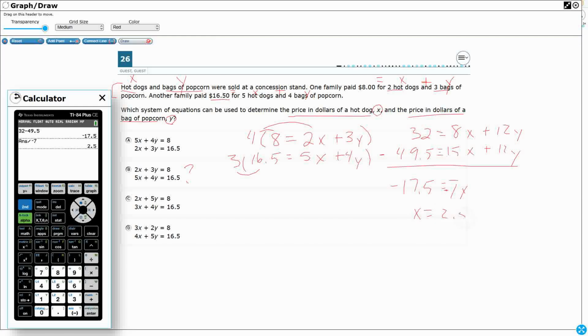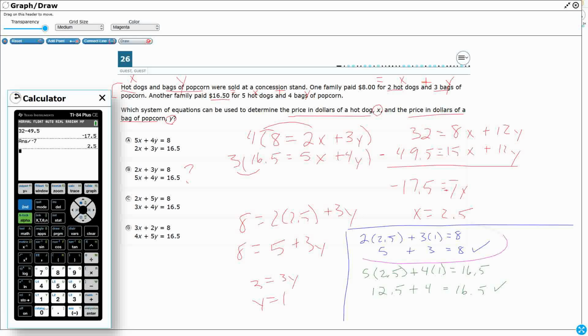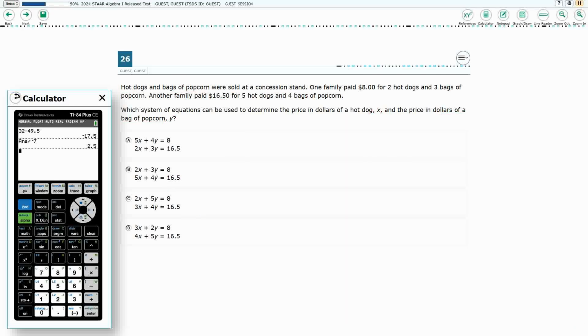So if x equals 2.5, let's plug that in here. 8 equals 2 times 2.5, which is 5, plus 3y. So it's going to be 3 equals 3y, so y equals 1. All right, so I wrote out both equations, substituting in my 2.5 for x, and then my 1 for y, and they work. So my answer here is going to be B.